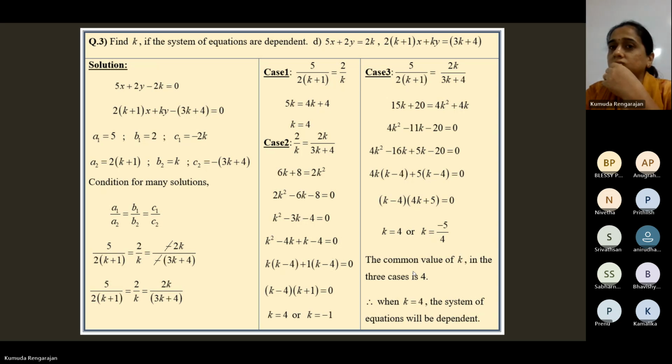The system of equations is said to be dependent when they have infinitely many solutions. Dependent equations have infinitely many solutions. So the condition is A1 by A2 equal to B1 by B2 equal to C1 by C2.